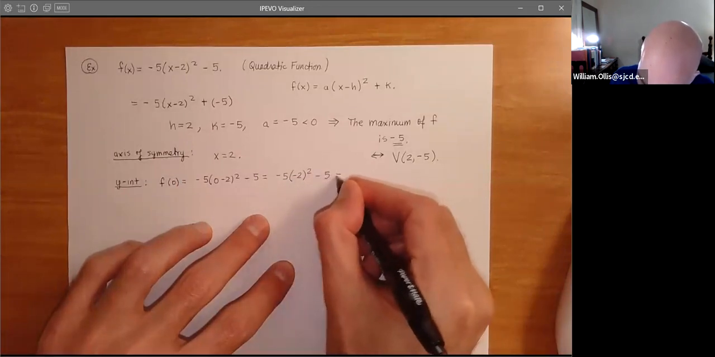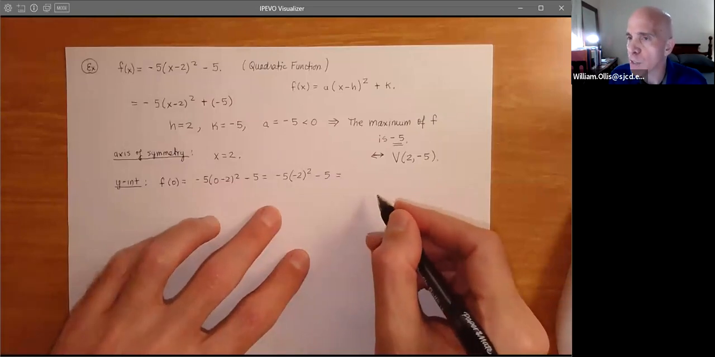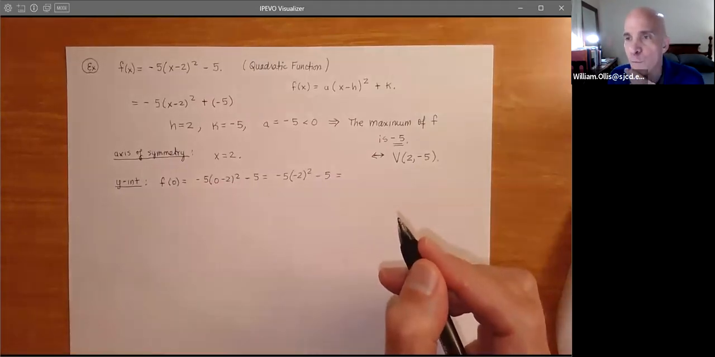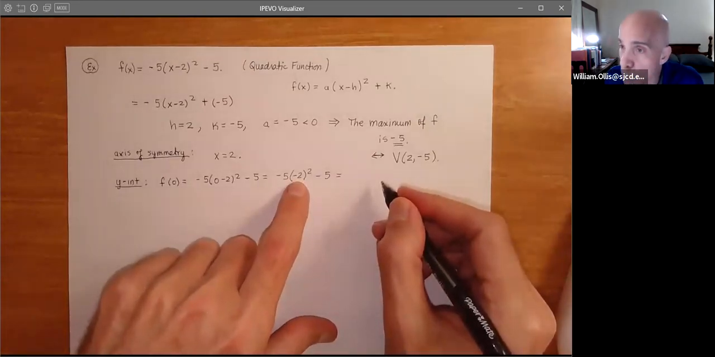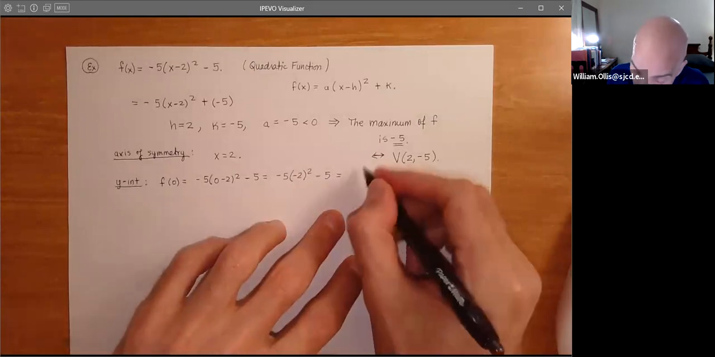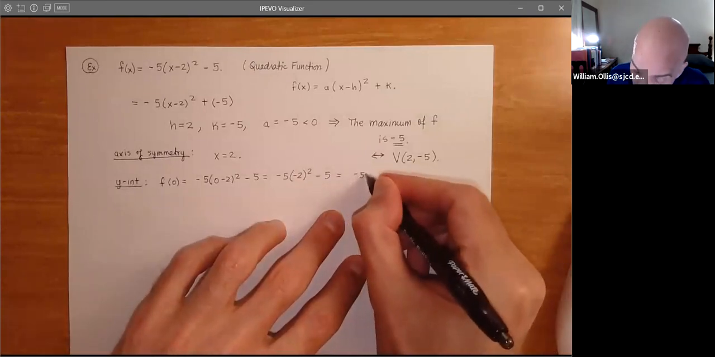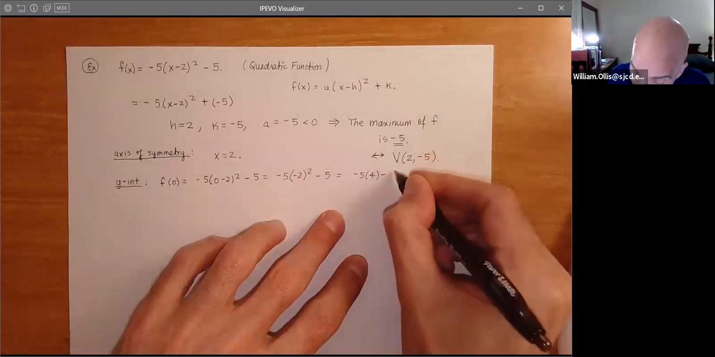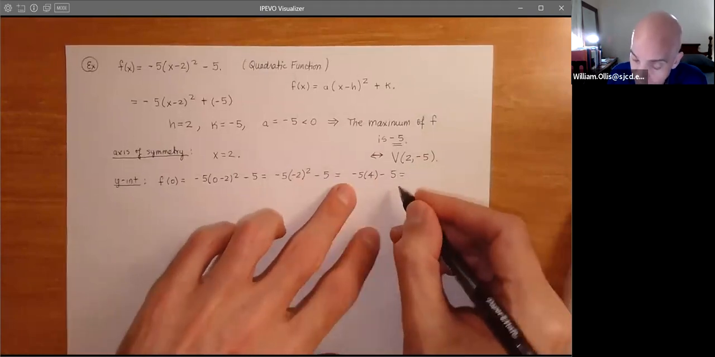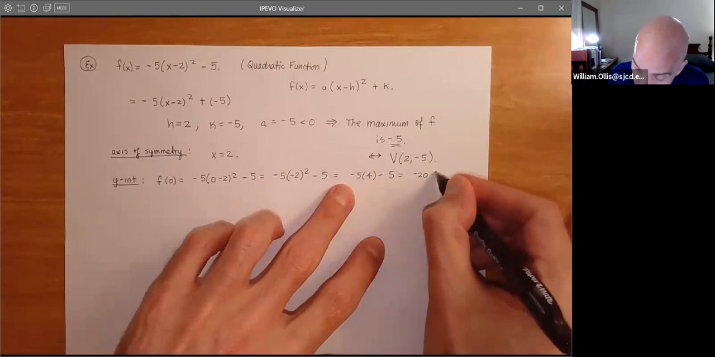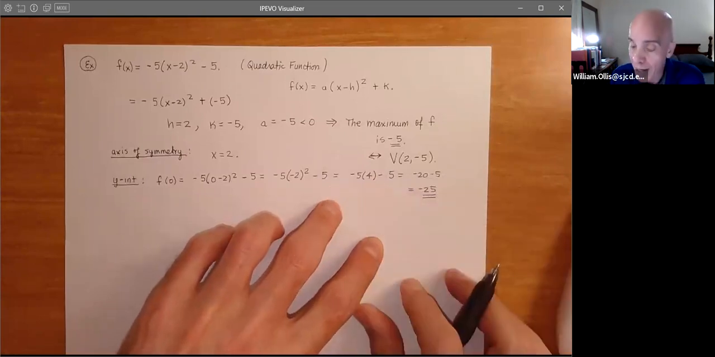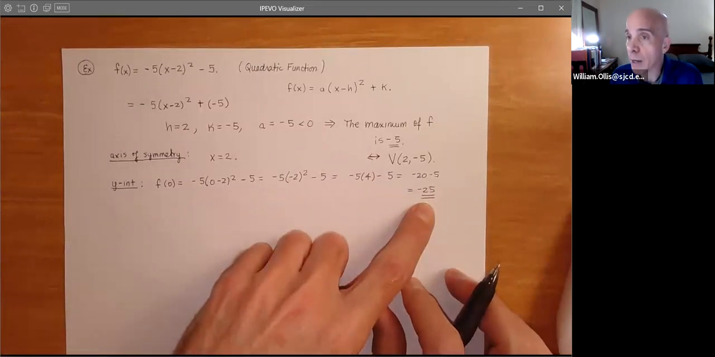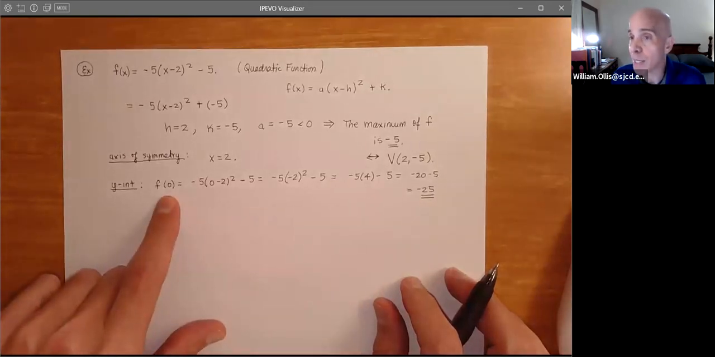See, this is very important. All of you love the formulas, but if you get sloppy with the signs, the formulas won't get you where you want to go. So now remember, negative 2 times negative 2 is positive 4. So this is negative 5 times positive 4 minus 5. So this will be a negative 20 minus 5, which is negative 25. So the y-intercept is way down on the y-axis. This is the y-intercept. Remember, that's always defined to be f of 0.